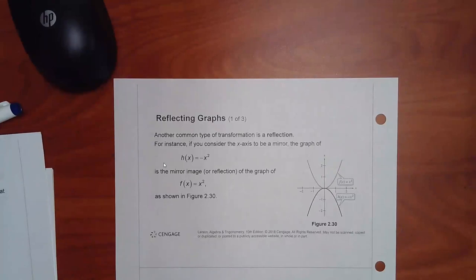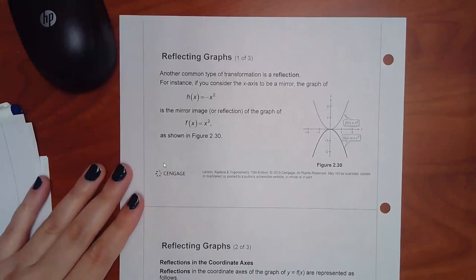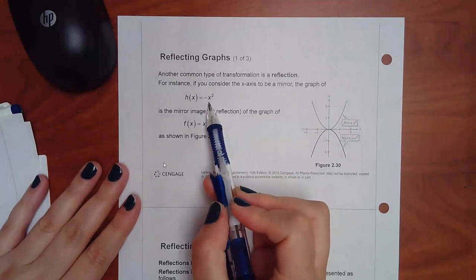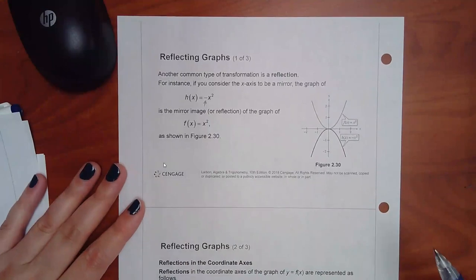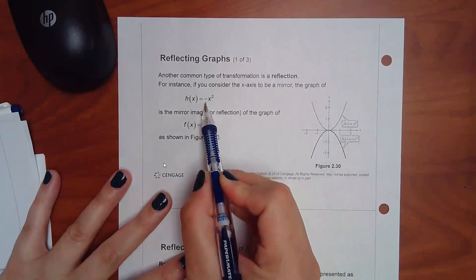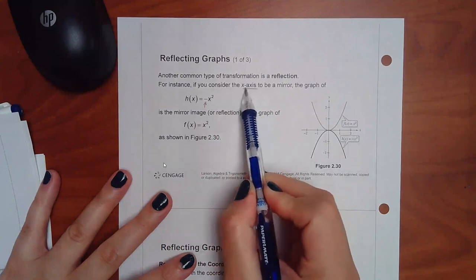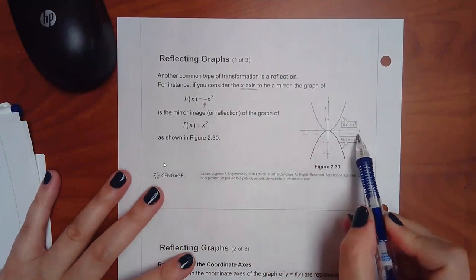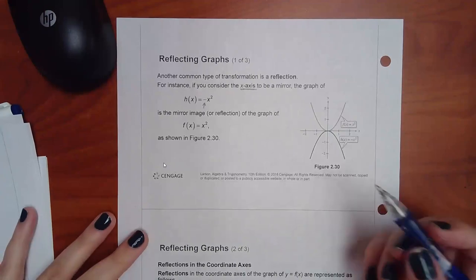Okay, so the first thing they're going to talk about next is the reflections. So there's 2 kinds of reflections, actually. There's this reflection, which is when you have the negative on the outside, okay? So notice it's just like before, insides and outsides, okay? If you have a negative on the outside, it's going to reflect over the x-axis, this axis here. So it basically takes whatever you have and flips it either upside down or downside up, right? Depending on what you had.